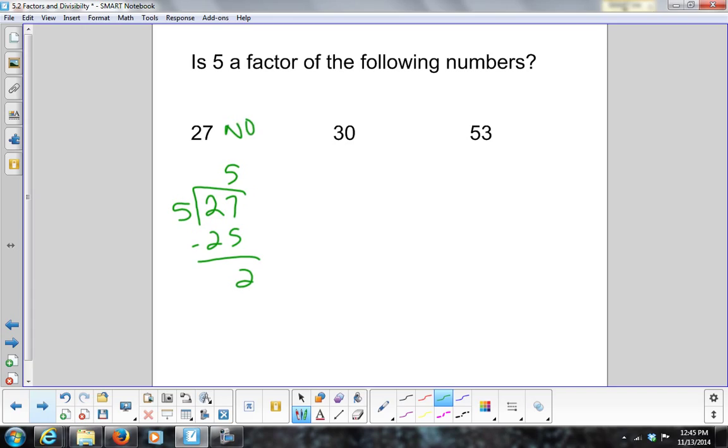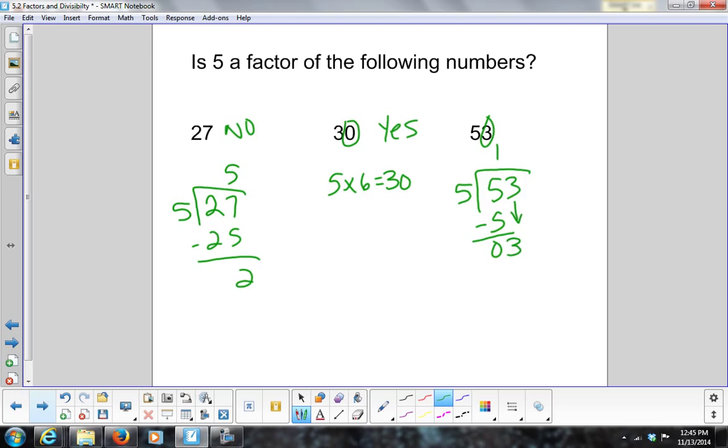My divisibility rules tell me that if it ends with a 5 or a 0, then it can be divided by 5. And I know that 5 times 6 is 30. So that is a yes. Okay. What about this one? Divisibility rule. If you're not sure, divide. 5 can go into 5 one time. 5 times 1 is 5. 5 minus 5 is 0. Bring the 3 down. I cannot divide 3 by 5. So that would be a remainder of 3. And so this is a no.